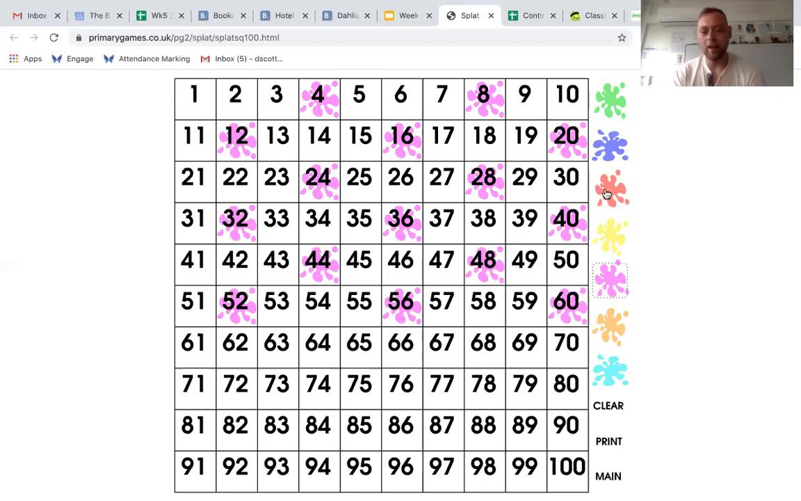Hey, check this out. What happens if I count in my 8s? Are you ready? So we're going to go 8, 16, 24, 32. What comes next? 40, 48, 56. Wow, look what's happened to our pattern now.